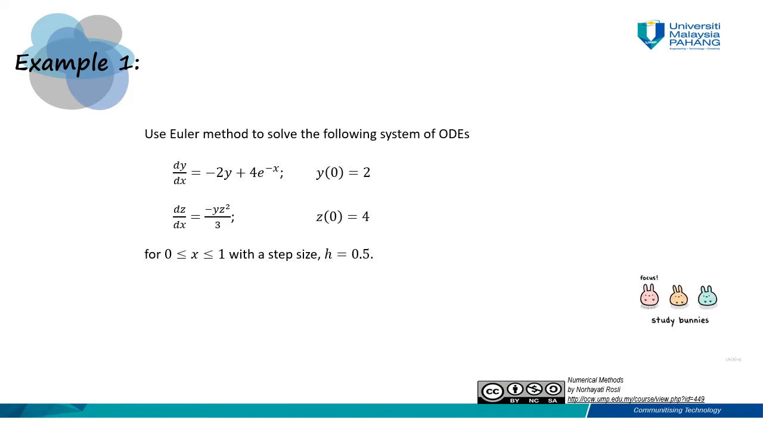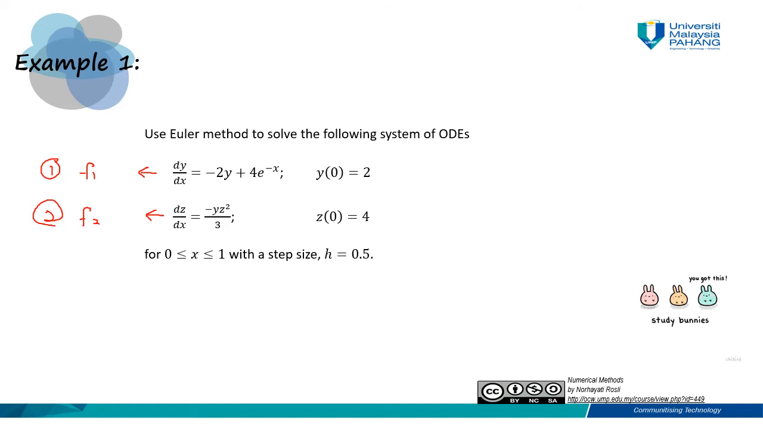Now let's try one example. Use the Euler method to solve the following system of ODE for the interval 0 until 1 with a step size h equal to 0.5. We have two differential equations here. Equation number 1 will be our f1 and equation number 2 will be our f2. And this is our initial condition: y0 is equal to 2 and z0 is equal to 4. This is our interval, starting from 0 until 1, and our step size is equal to 0.5.